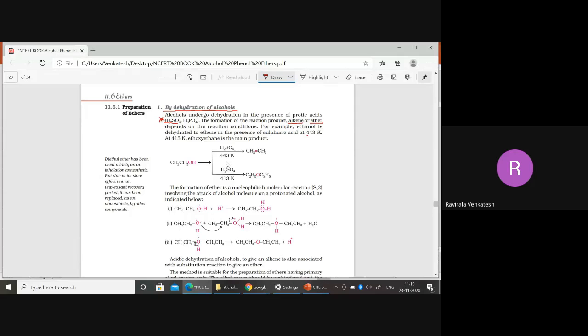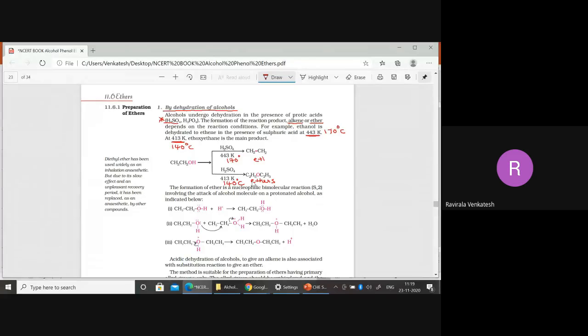If you maintain 443 Kelvin temperature, 443 means around 170 degrees Celsius. But if you maintain 413 Kelvin temperature, 413 means 140 degrees Celsius. One is 170, the other is 140. So when you maintain 140 degrees Celsius, you are going to get the ether. If you maintain 170 degrees Celsius, you are going to get the alkene.